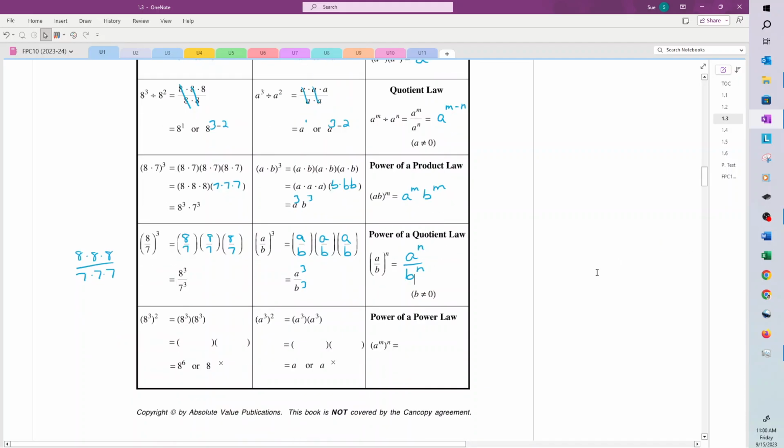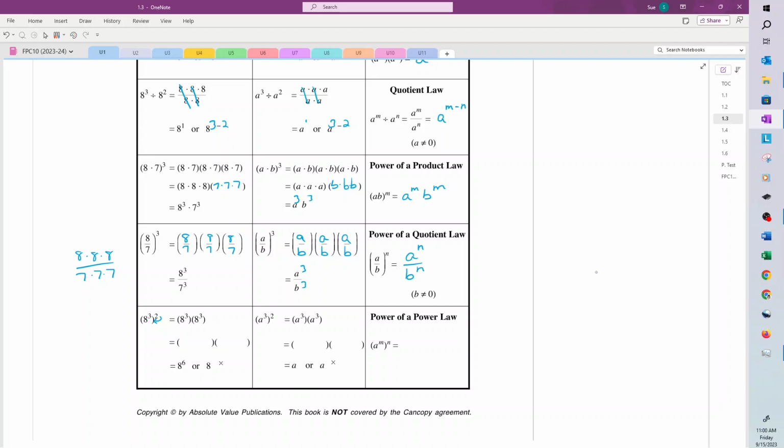Now we're going to do the power of a power. So if we have 8 cubed all squared, that means that the exponent 2 is applying to the brackets, right? So that means everything inside the brackets is getting multiplied by itself that many times. So in this case, it's 2 times. So it's 8 cubed times 8 cubed.